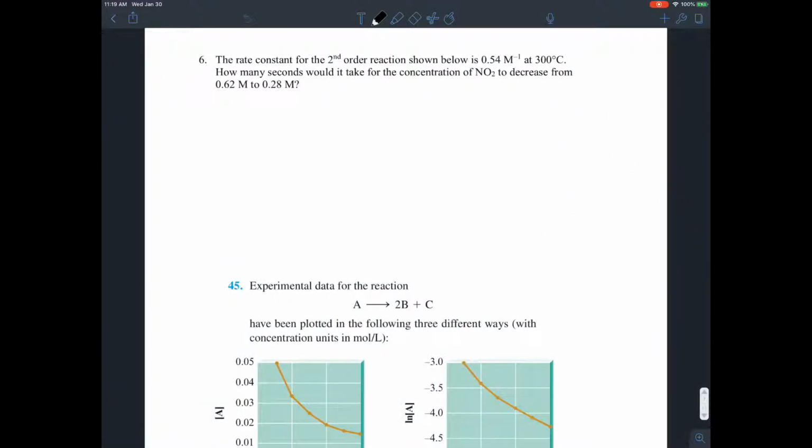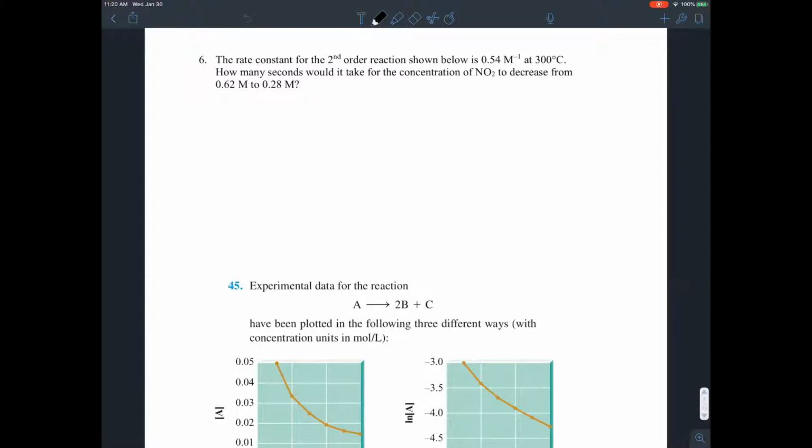We're going to be doing another video about kinetics. In this particular problem, we're going to be talking about second order reactions, which we have yet to encounter. Following that question, we're going to be talking about some plots and how, if you have some experimental data, you would figure out if your reaction was first, second, or zero order for that matter. So let's get started with number 6.